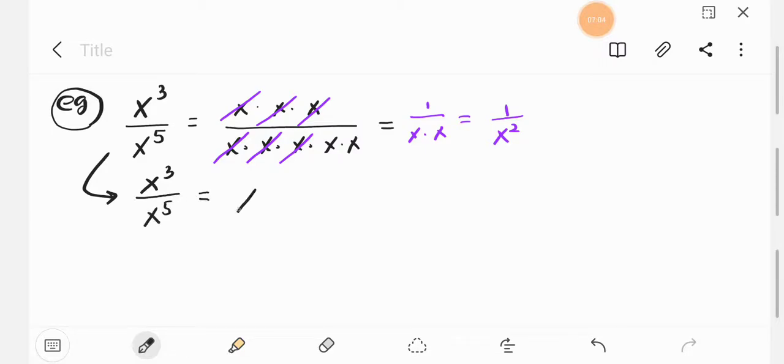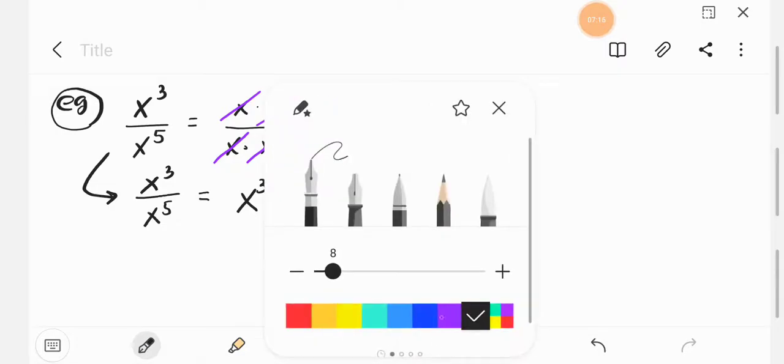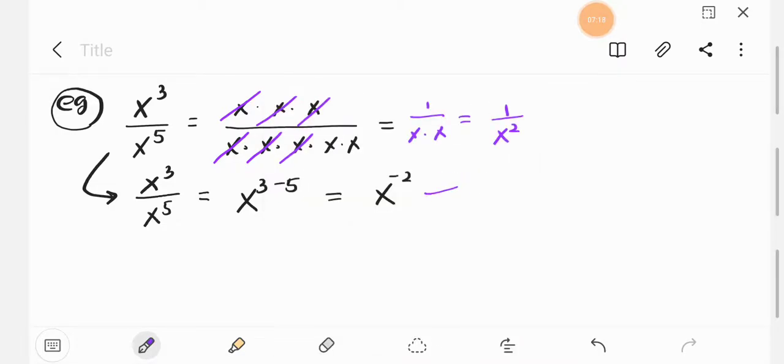So this is equal to x to the, what is the exponent? 3 minus 5. And 3 minus 5 is x to the negative 2. The exponent is negative 2. So does it mean that these two are the same, right? Same.